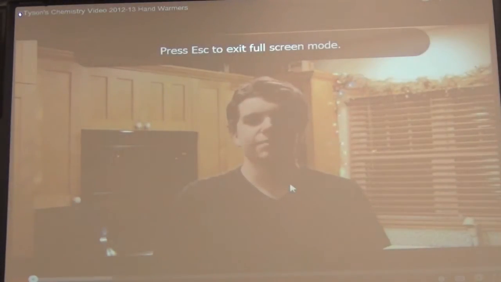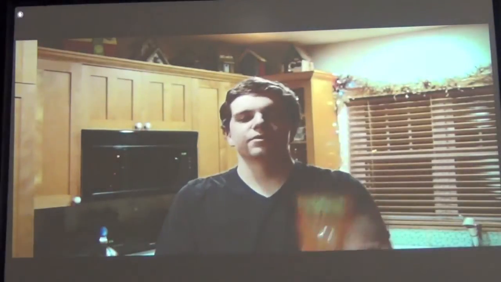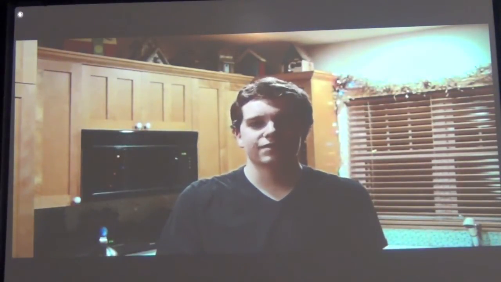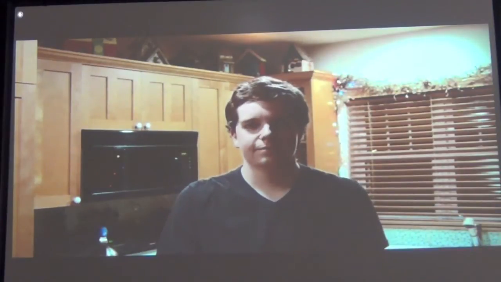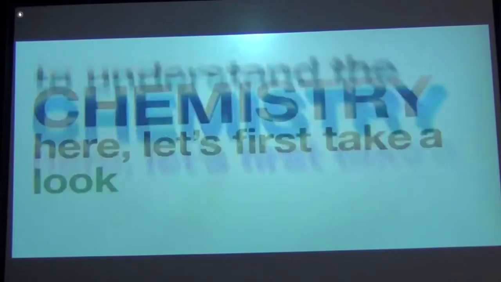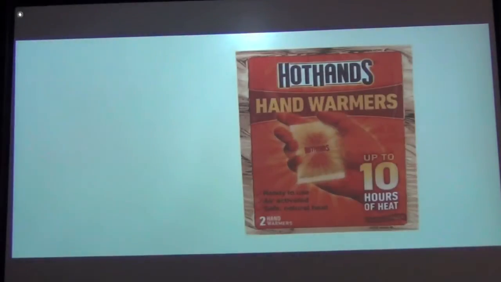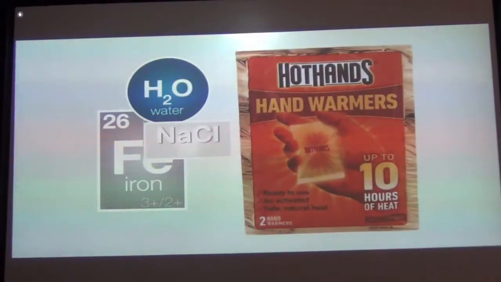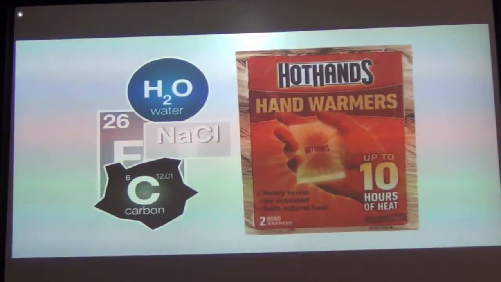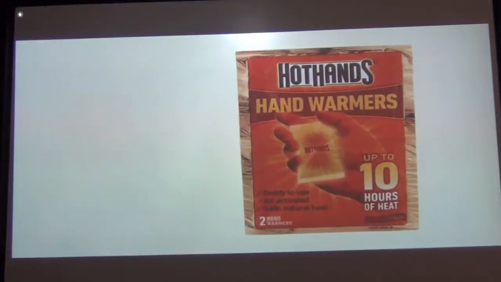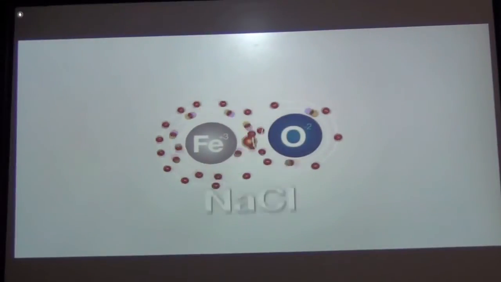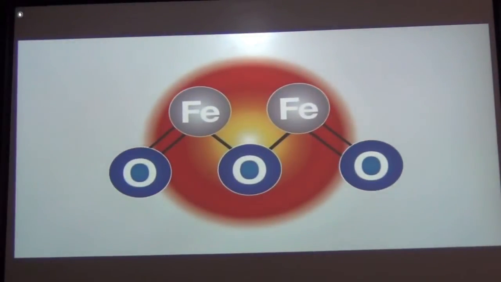The other day I went skiing and I brought with me a set of these hand warmers. As it turns out, there's an incredible amount of chemistry contained in this tiny little mesh bag. To understand the chemistry here, let's first take a look at the ingredients. Inside every Hot Hands hand warmer, there is iron powder, water, salt, carbon in the form of activated charcoal, and vermiculite. On the outside of the package is oxygen in air. Iron meets with oxygen from the outside, along with salt as a catalyst, and produces iron oxide, Fe2O3. This is an exothermic chemical reaction, meaning that heat energy is released in the making of the ionic bond.